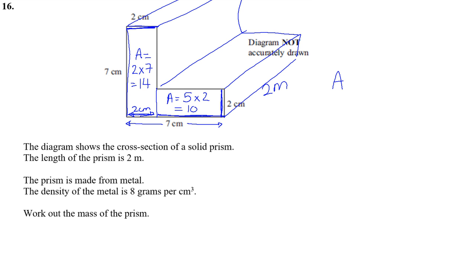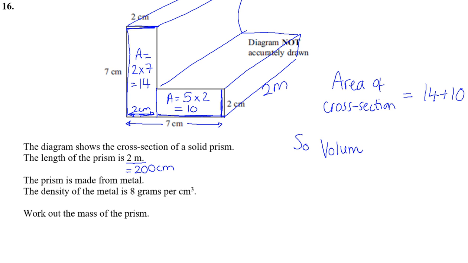So, I've then got the area of the cross section is the area of those 2 rectangles added together. So that's 14 and 10, which is 24 centimetres squared. Okay. And then to work out the volume, I'm going to take that area and multiply it by the length. Now, the length here says it's 2 metres, which is the same as 200 centimetres. Okay. So the volume is going to be this area of the cross section we had here, 24, multiplied by the length of the prism, which is 200.